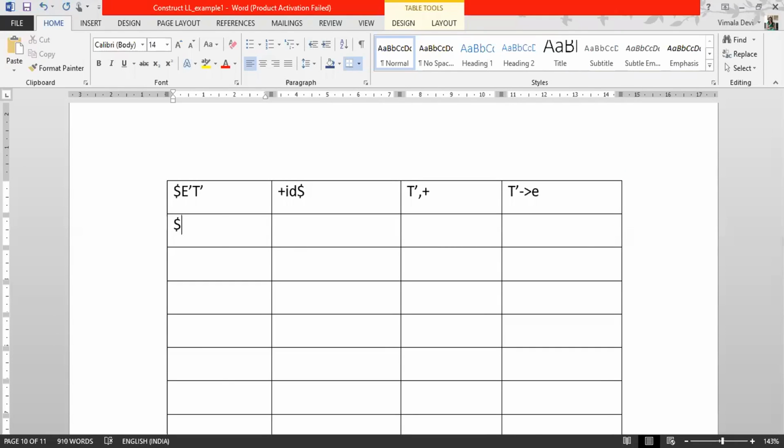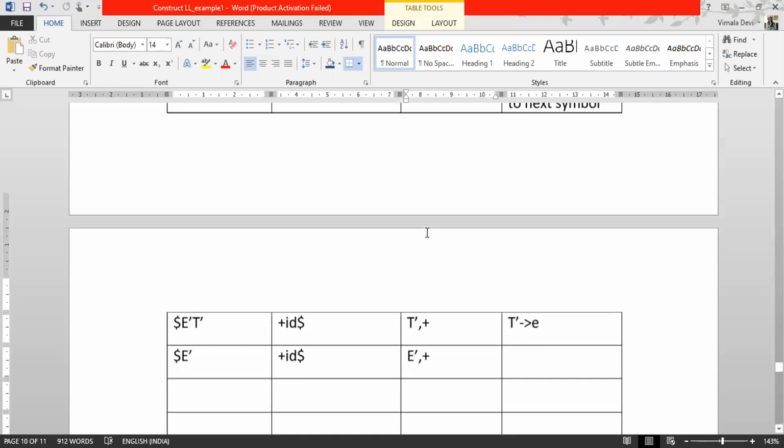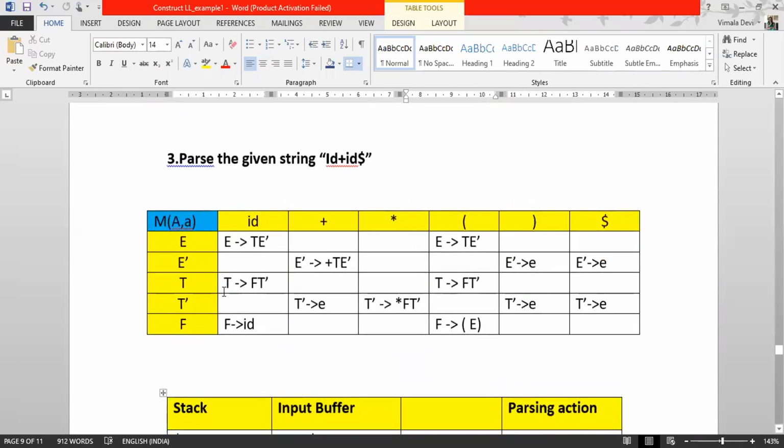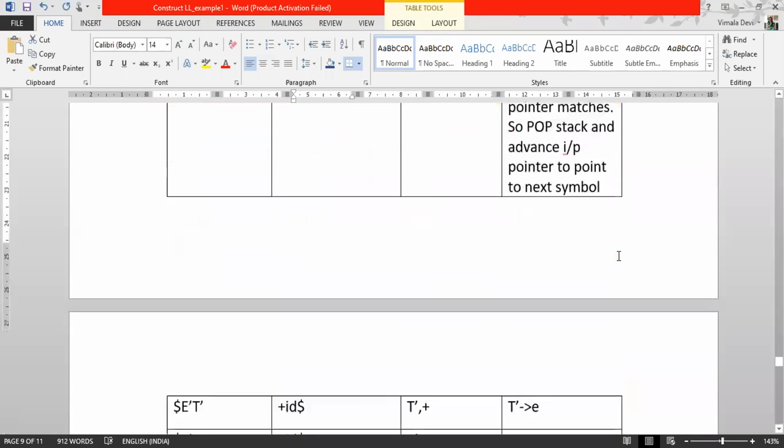In the stack, dollar is there, E dash is there. Now this T dash must be replaced by epsilon. If it is replaced by epsilon, T dash vanishes, isn't it? So this is the content of the stack. Still, the parser is reading the plus symbol now. Now, which two symbols is the parser looking at? One is E dash, another one is plus. Okay, now go and check what is the rule available at E dash comma plus. At E dash comma plus, the rule available is E dash derives plus T dash.